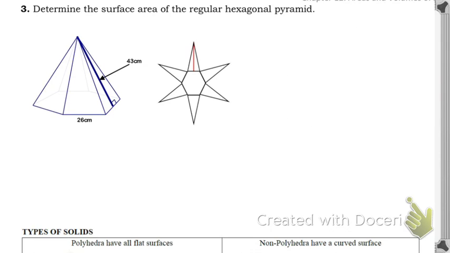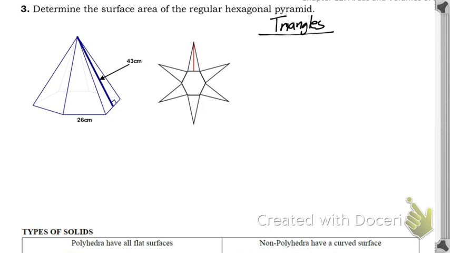All right, the last one we're going to do in class is a regular hexagonal pyramid. So this one's going to take a little bit of doing. If I draw this, we just have a hexagon, and we have 6 triangles. So that means I need the area of 6 triangles. Let's do that first. We'll focus on our triangles first.